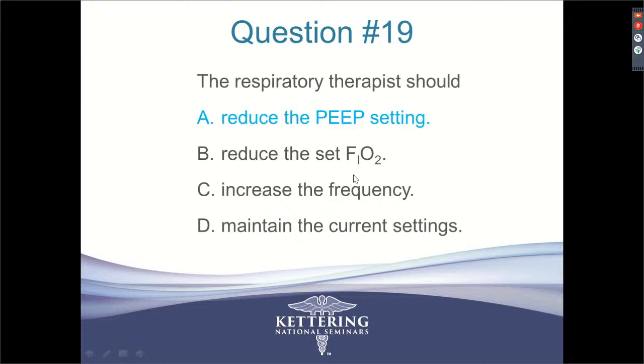Okay. You wouldn't want to reduce the FiO2 because the pH is good. The CO2 is good. You don't want to mess with it. And I've noticed they put in there maintain current settings because again, that would be something people would look at and think, well, my blood gas is fine, so I don't want to change anything. But anytime they give you something extra, take a close look at it and see if it tells you something else about what's going on with the patient. All right, just a word of caution there.